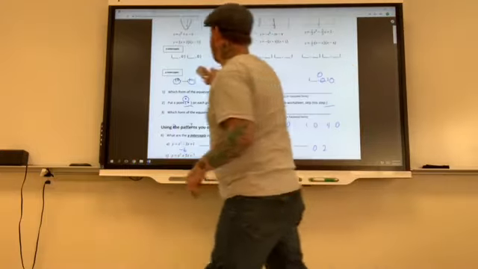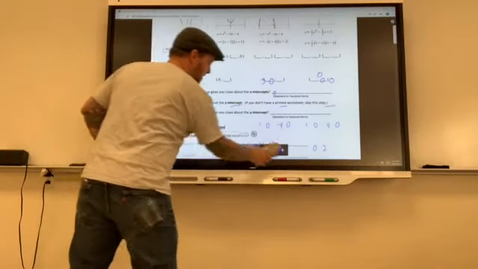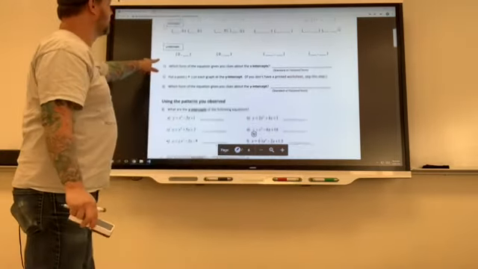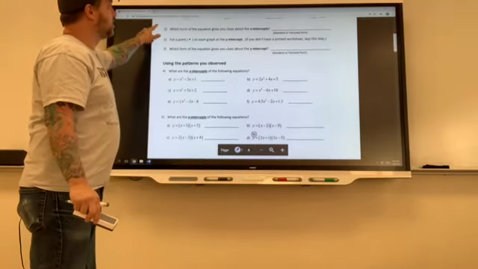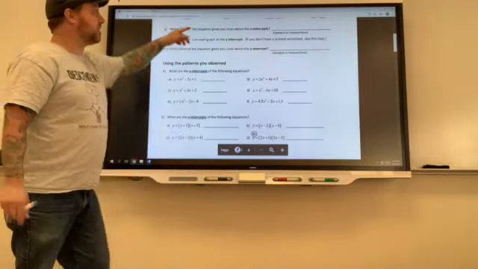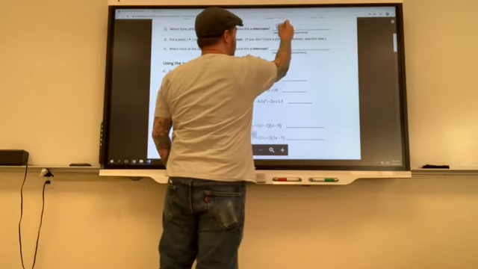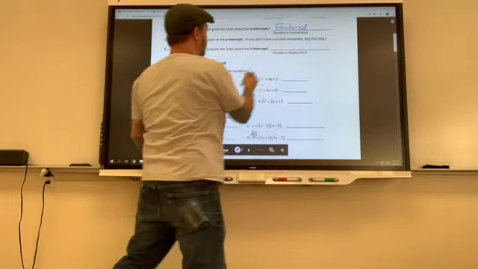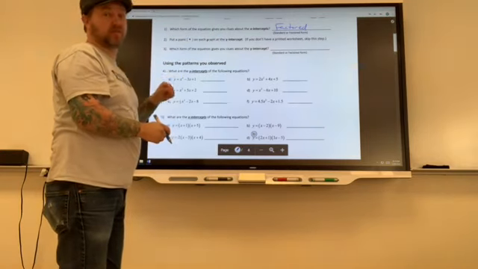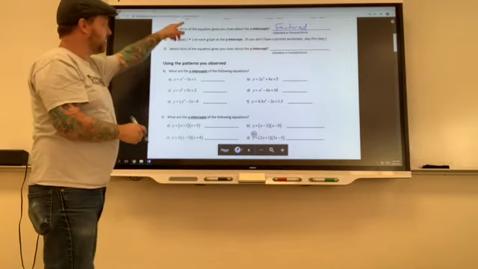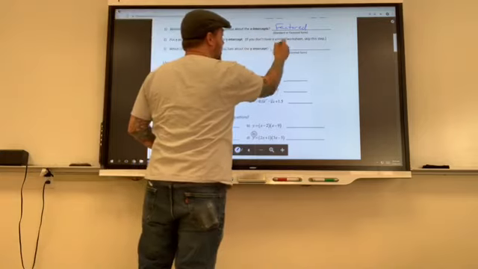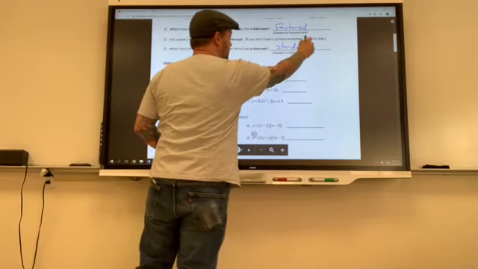Let's clear all that stuff out. So which form of the equation gives you clues about the x-intercepts? That was the factored form. The y-intercept, put a point on each graph of the y-intercept. If you don't have a printed worksheet, skip this step. We did that. Which form gives you clues about the y-intercept? That was the standard form.